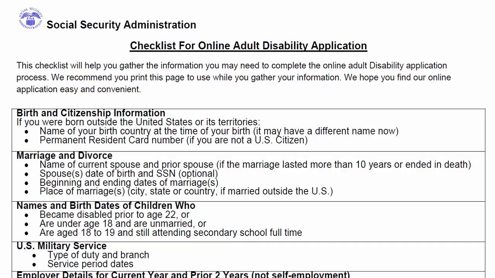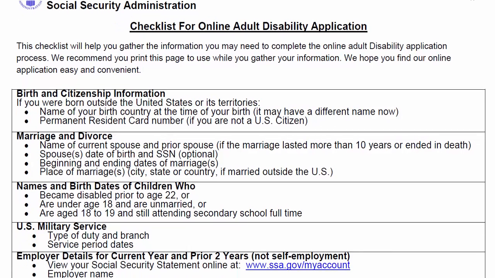So I'm going to go through this Social Security checklist that they have out on the internet, and just hit some of the highlights and the important parts of information that you need. Birth, citizenship, pretty straightforward. Marriage and divorce. If you don't have a divorce, you don't need to worry about that. But if you have had a divorce, there are dates that you're going to need relative to that. So just follow the checklist here and have those dates ready for you.